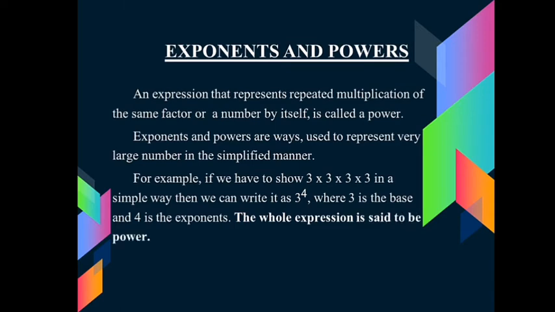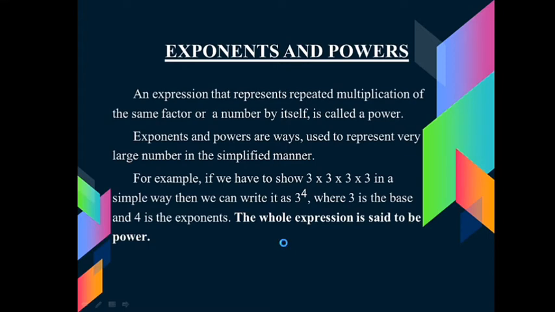So what is given here? One example given, that is 3 into 3 into 3 into 3. This can be written in a simple form, that is 3, and at the top right corner we have to write the 4. So why have we written 4 here? It means here 3 has been multiplied 4 times. So here we call 3 the base and 4 the exponent, and this whole expression is called a power. I hope you understand what is exponent and what is power in this expression.